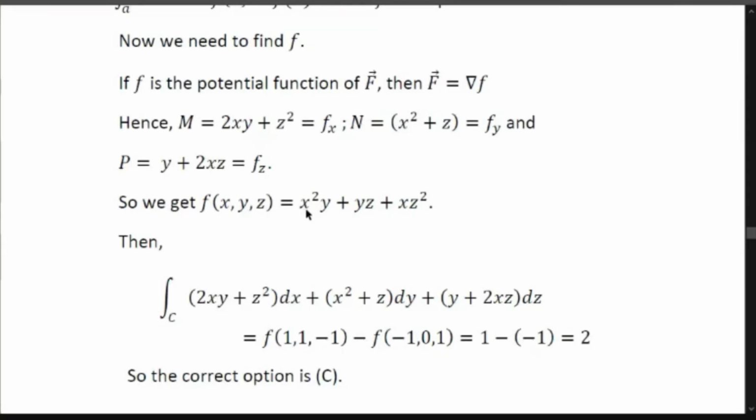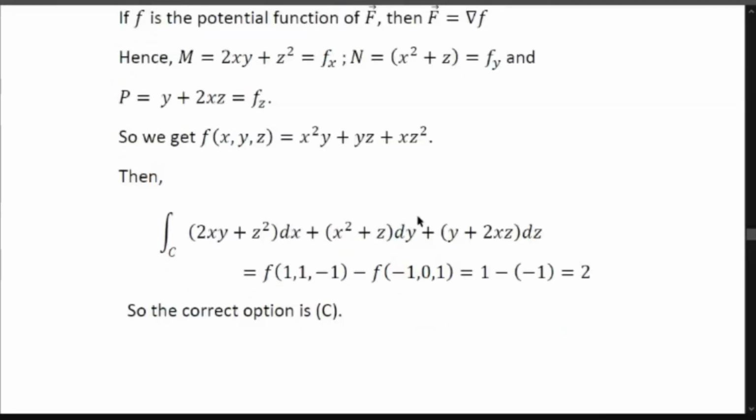Okay, so here you are getting it is x square y plus yz plus xz square. So then it is very easy. Integral over c f dot dr is equal to f of 1 1 minus 1 minus f of minus 1 0 1. Those are the points given. So we'll get the value is 2, which is option C. Is that correct? So I hope all of you got the same answer, right? Yeah, C.